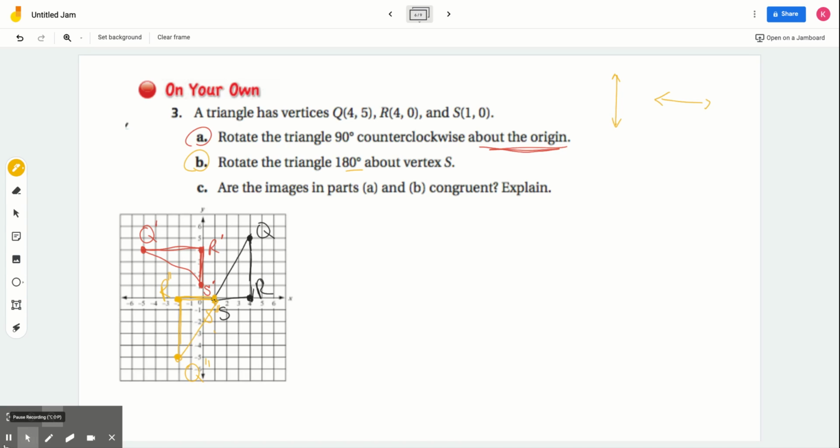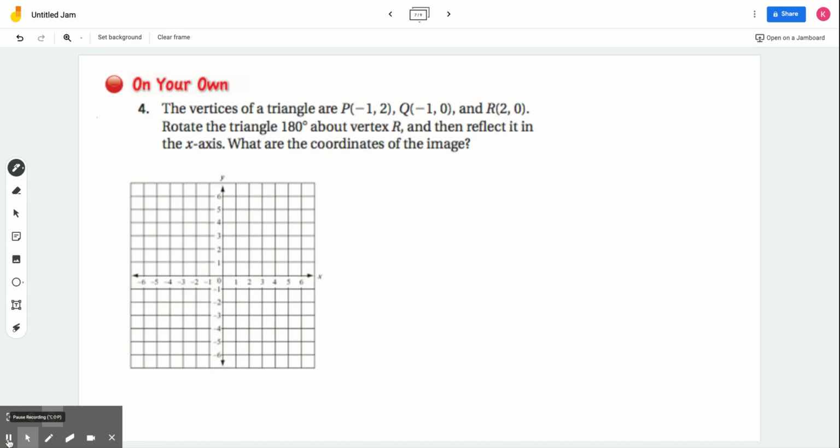Since we have not changed the shape or the size, they are congruent. Here again with number 4, you're going to need to go ahead and draw these original vertices of the triangle on your graph. With number 4, it's giving us 2 steps of transformation. So it says first to rotate the triangle 180 degrees about vertex R. So again, 2 90-degree turns to get to 180.